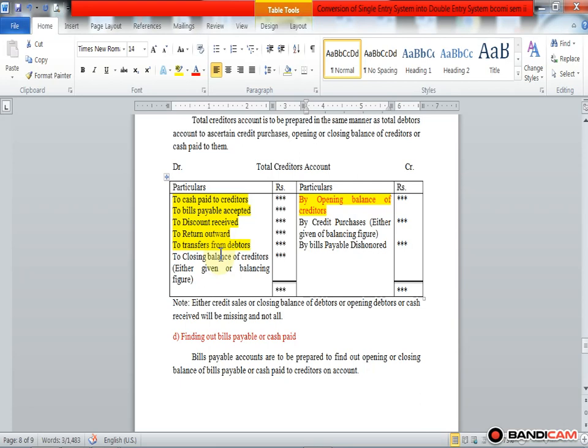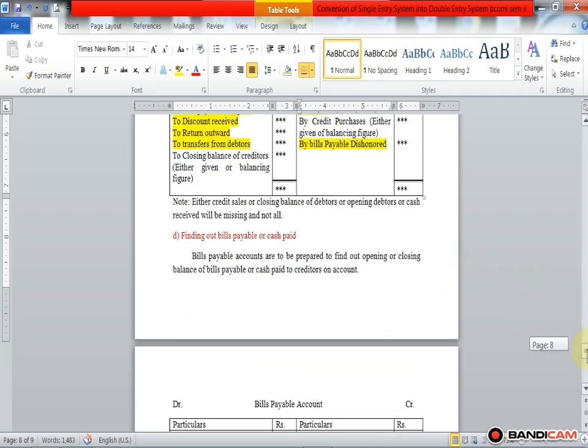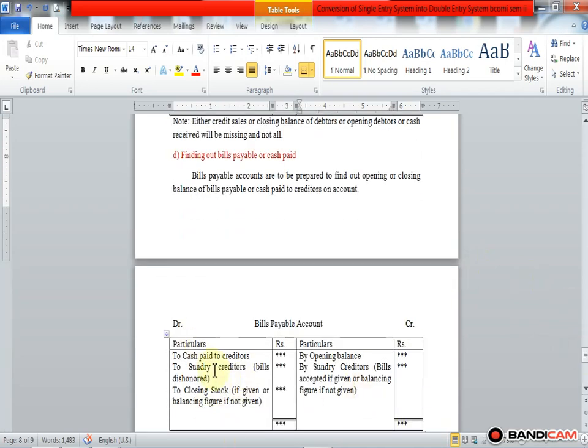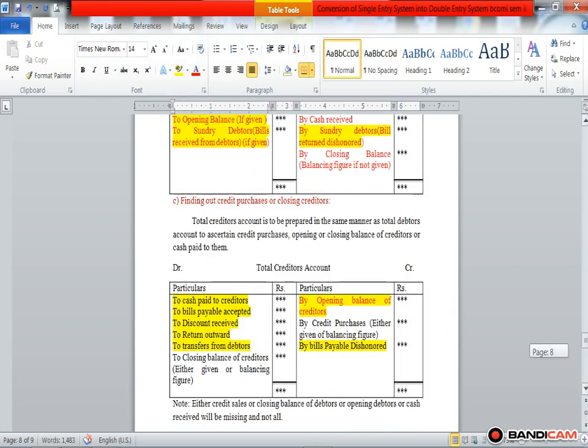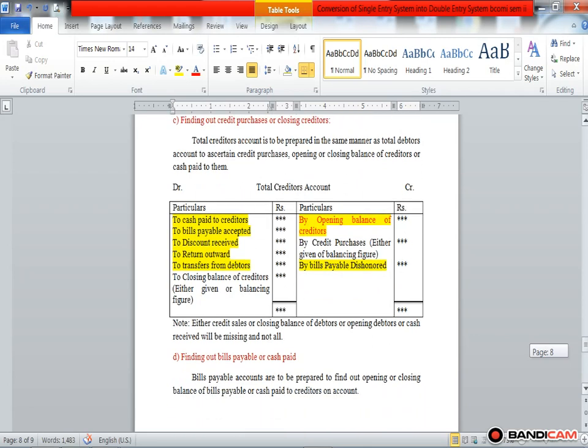Then we find out the credit purchase or bills payable dishonored. Bills payable dishonored is given to you in additional information, and this is transferred to the credit side of the creditors account, and the second effect is on the debit side of the bills payable account, that is, bills payable dishonored during the year. So we always make a double effect of each and every transaction.